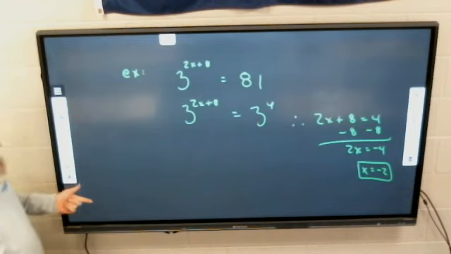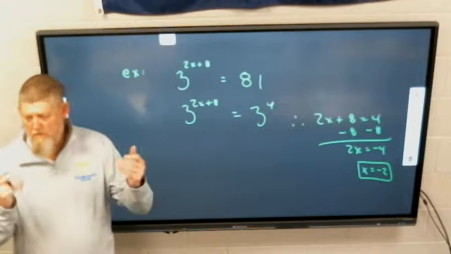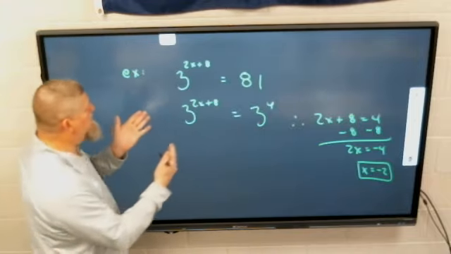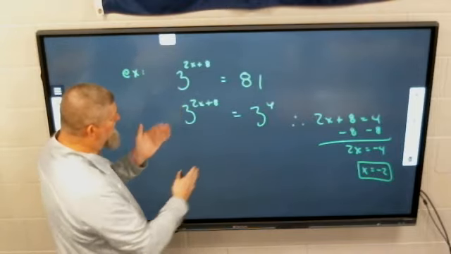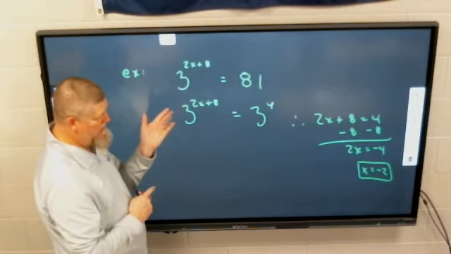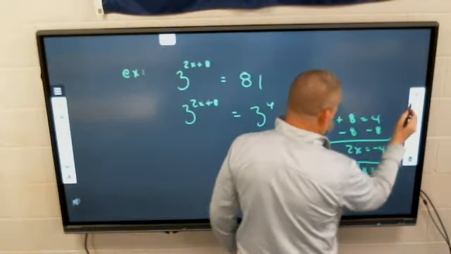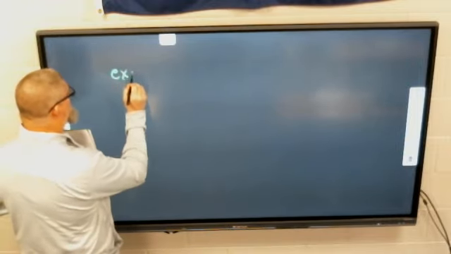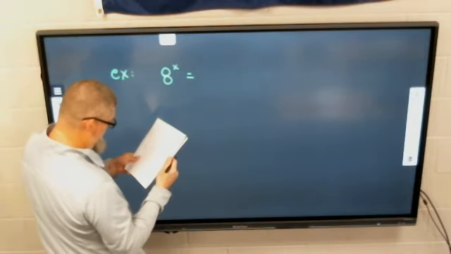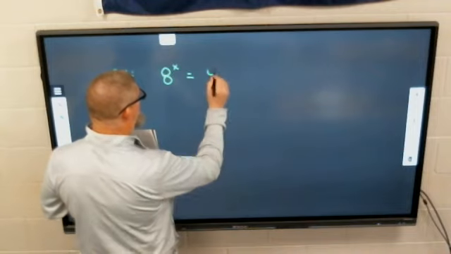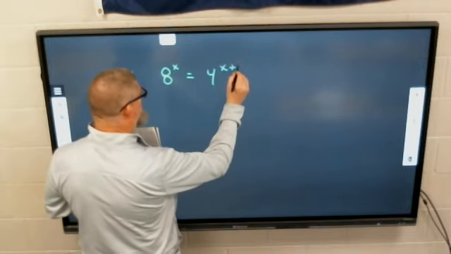So, we did our first example where they were already similar, exponents equal, you solve. This one is where one can be written as the other. We can take 81 and write it with a base of 3. Okay, here's our third type. Example: 8 to the power of x equals 4 to the power of x plus 5.